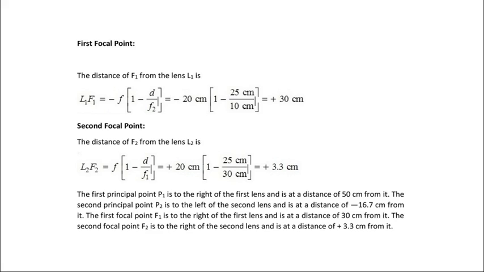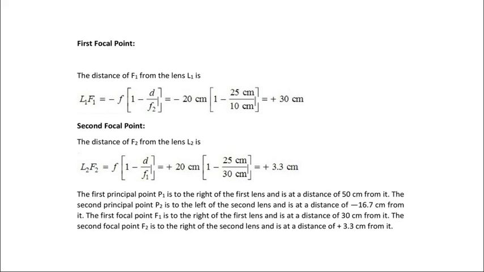Second focal point, the distance from the lens L2 to F2, is equal to f into 1 minus d by f1, which is equal to plus 20 cm into 1 minus 25 cm by 30 cm. It turns out to be equal to plus 3.3 cm.